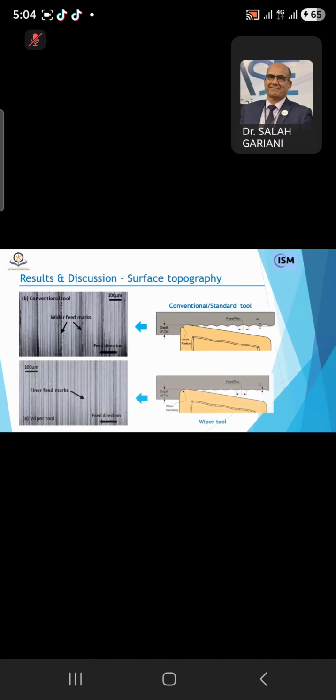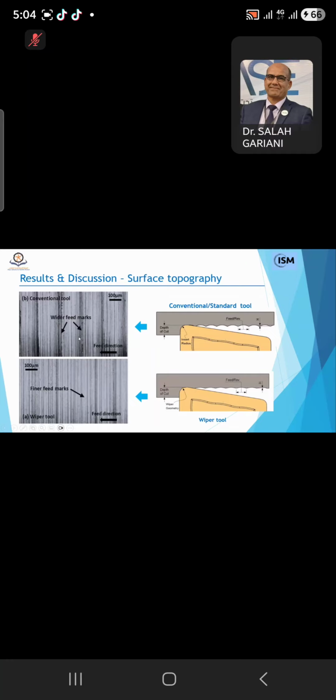Surface topography results show that the surface generated with the wiper tool is smoother than the surface with the conventional tool, with finer feed marks. These are the images of the topography surface by the conventional standard tool.